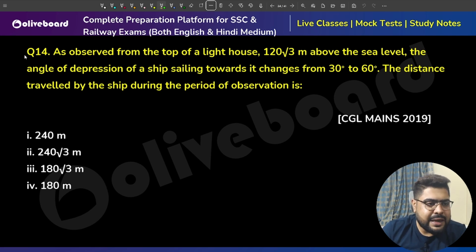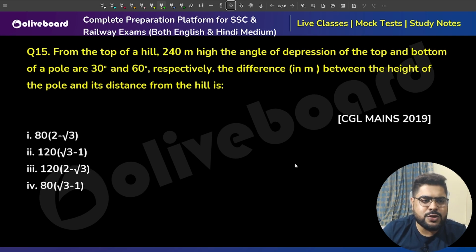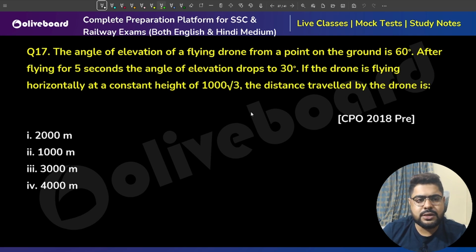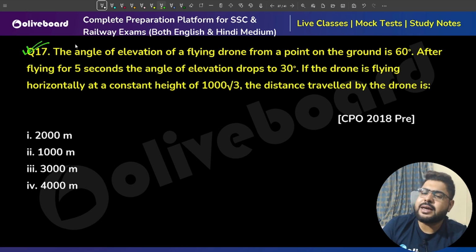Sir, a depression angle? Let's do one more. Depression we did, right? Sir, not this one. Chalo, sir. No, this is also not. Chalo, sir. This one. This one makes a good point, sir.